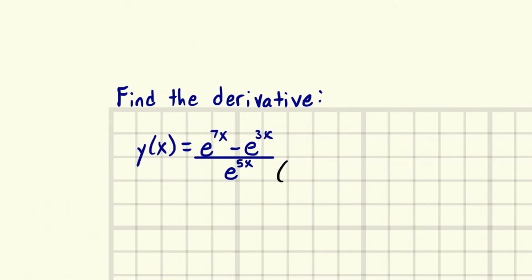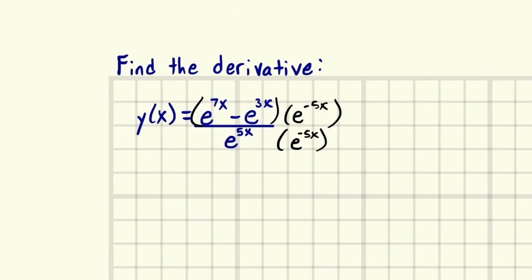So if we multiply by e^(-5x) times this whole top piece, these bottom parts will simplify to 1, right? Because we'll get e^0, which is just 1. And we'll be left with y equal to e^(7x) times e^(-5x) minus e^(3x) times e^(-5x). And then when we multiply in, the exponents add. So we're going to get e^(2x) here minus e^(-2x) here.